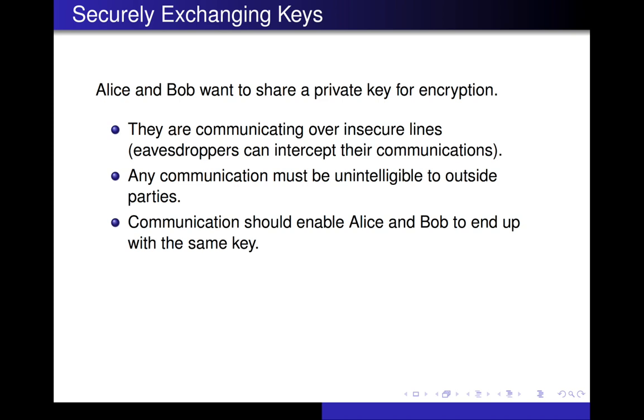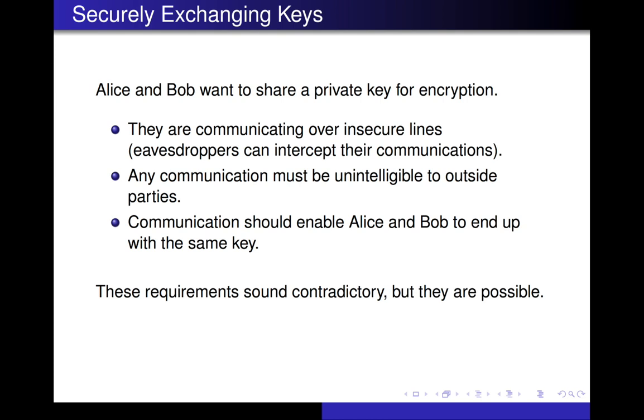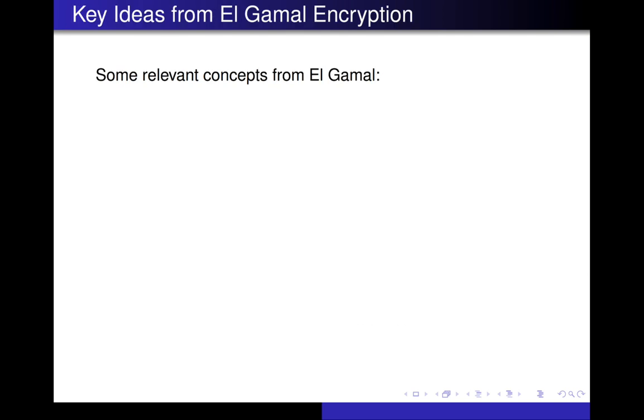But we also insist that communication should enable Alice and Bob to end up with the same key. Right? So Alice and Bob can figure out the key from their communication, but anyone else listening in cannot figure out their key. Now, that seems pretty contradictory. However, it turns out that satisfying all those conditions is possible. And what we want to do first is look at some of what happened when we were looking at El-Gamal encryption. Alright, so let's look at the relevant concepts from El-Gamal.